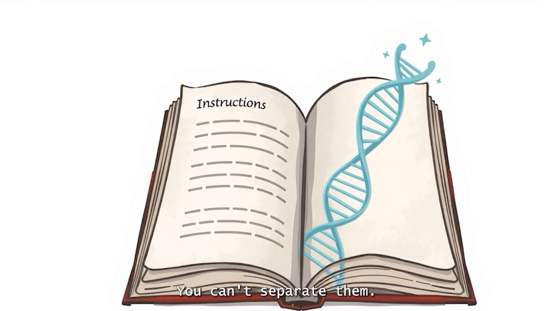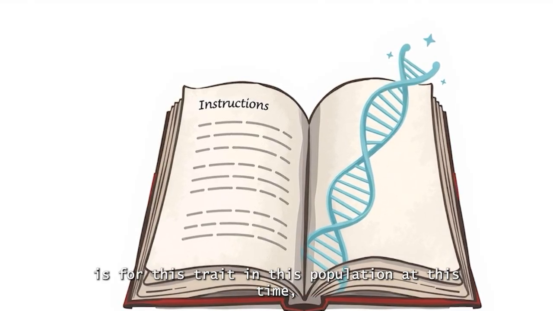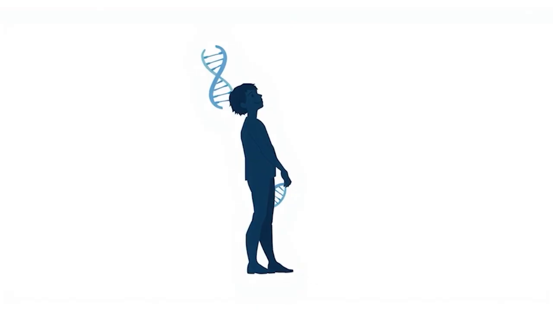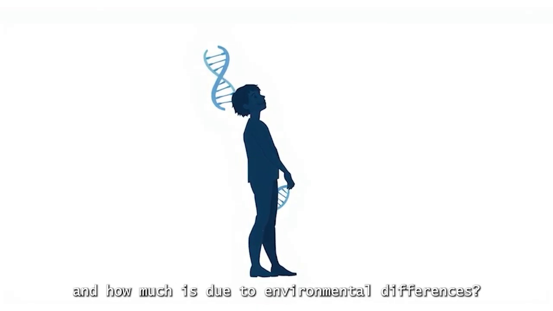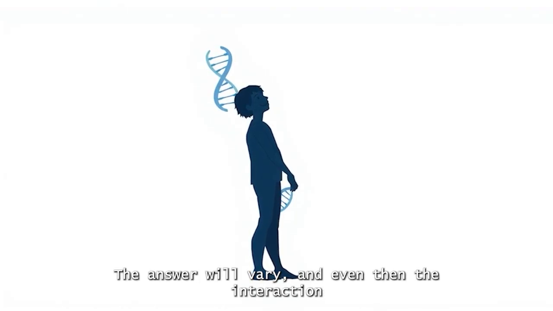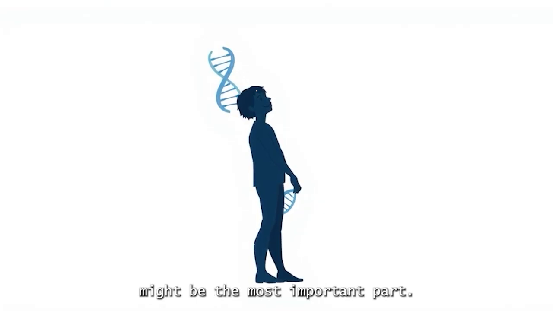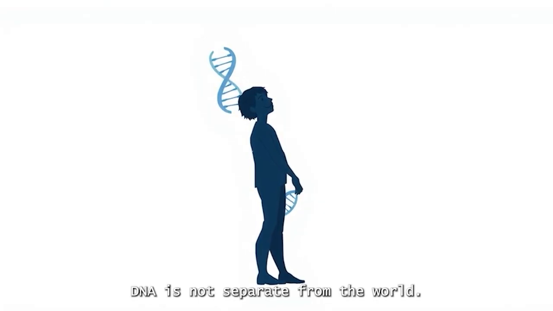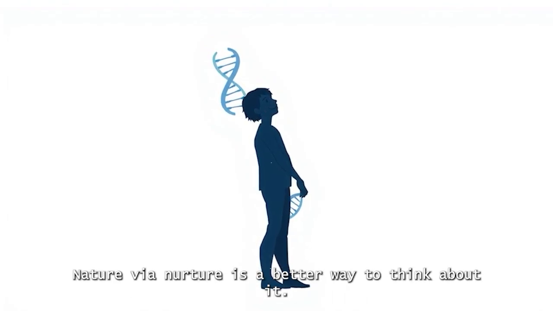You can't separate them. A more useful question is, for this trait, in this population, at this time, how much of the variation is due to genetic differences and how much is due to environmental differences? The answer will vary. And even then, the interaction between genes and environment might be the most important part. DNA is not separate from the world. It's embedded in it, shaped by it, responding to it. Nature via nurture is a better way to think about it.